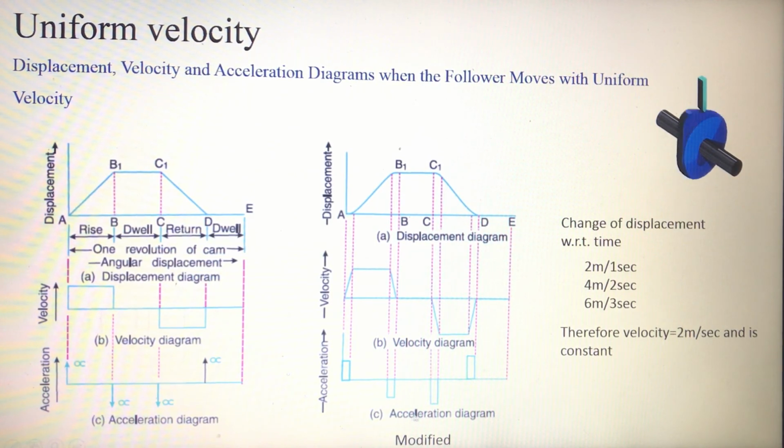So this is the modified diagram of uniform velocity, by providing some curves at the starting and ending of the profile, that is, the starting of the rise, stopping of the rise, starting of the return and stopping of the return. Hope you understood this drawing, and also it is suitable only for low speed applications, not for high speed applications.